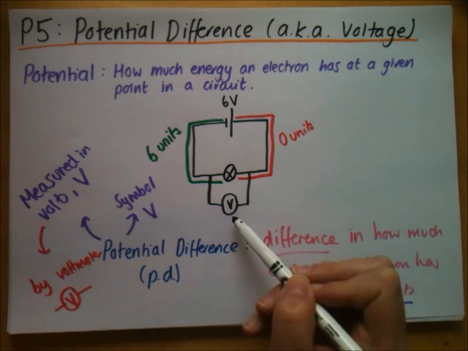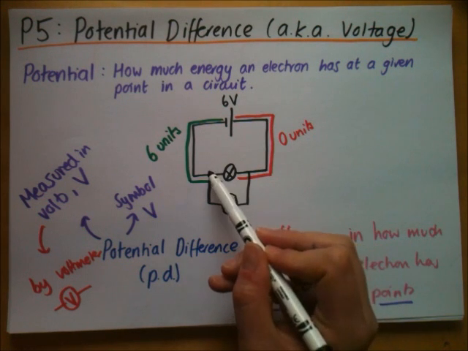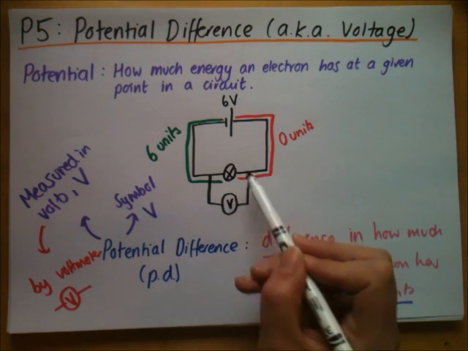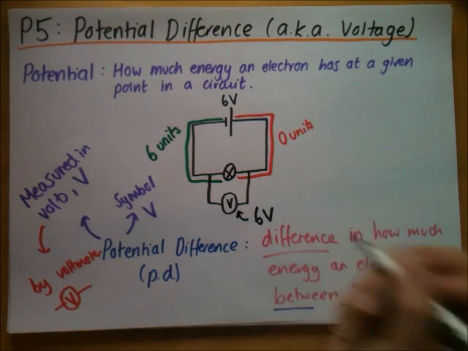So this voltmeter here is going to read 6 volts because the difference is 6 units of energy. So it had 6 lots of energy here, none here. The difference, 6 minus 0, is 6. So this would read 6 volts.